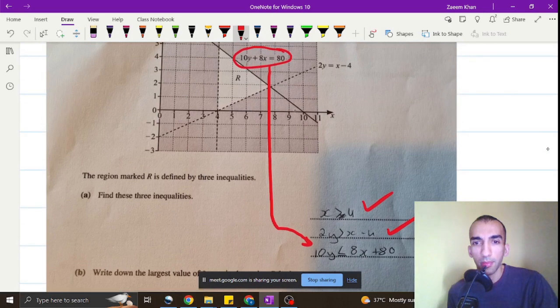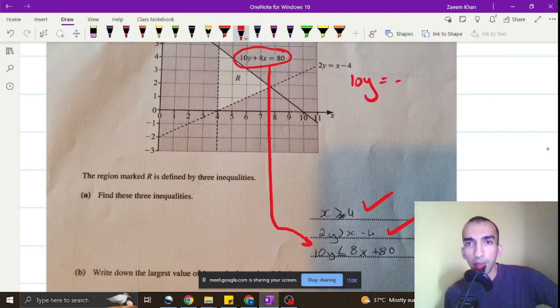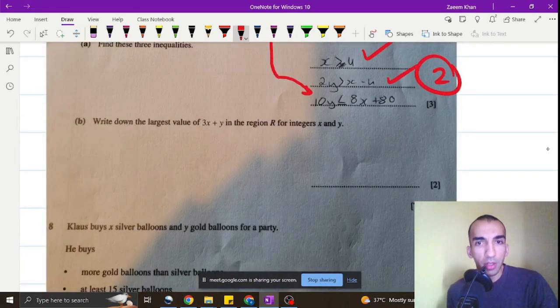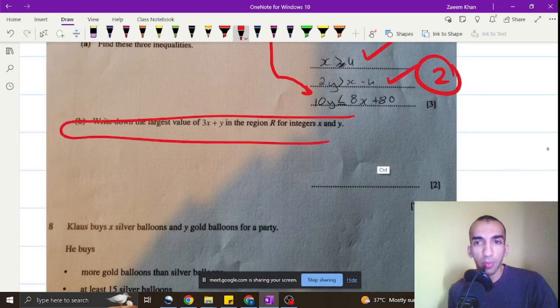I rearranged it. Well, technically it's not wrong if you're trying to rearrange it, but in the process of rearranging it, wouldn't it look like this? 10y equals negative 8x plus 80. Oh, I forgot to change the sign. Yeah. So let's give you another 2 over here. Okay, no problem. This is it.